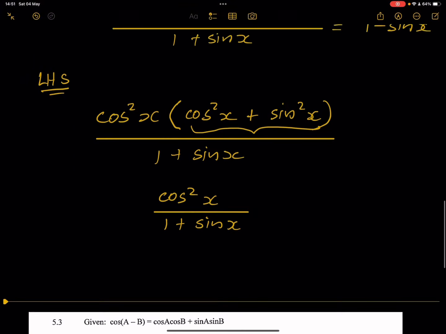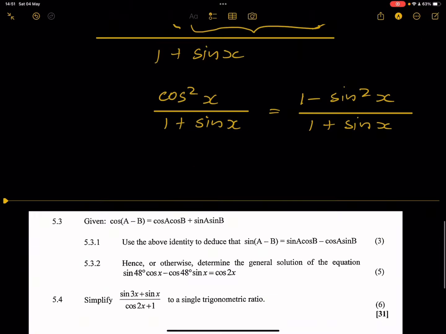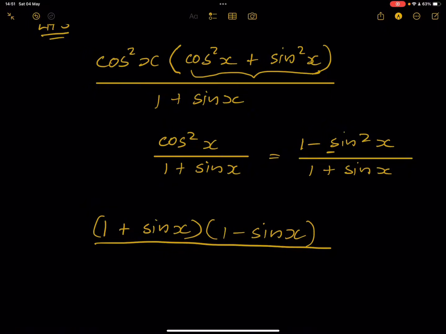Now, if you look at this, you notice we've got cos squared, and we can write this as 1 minus sine squared of x divided by 1 plus sine of x. Now, how do we get it to look like the right-hand side? Now, ladies and gents, remember this represents the difference of two squares. So if you've watched my videos on this section, I've shown you how you can write this as 1 plus sine x and 1 minus sine x. So you can find the difference of two squares, factorize that, and this is divided by 1 plus sine of x.